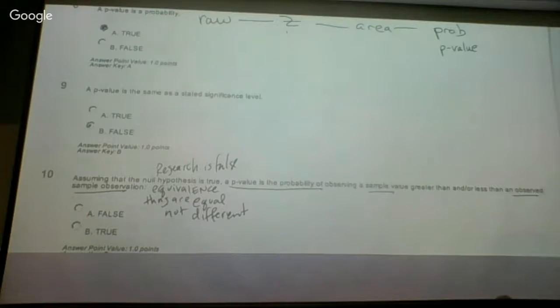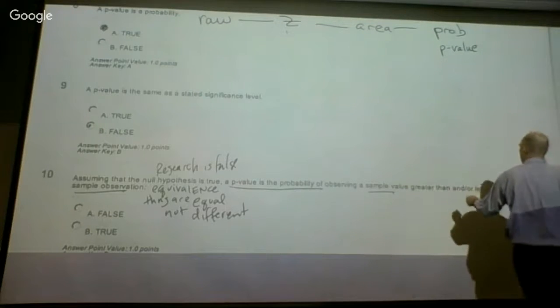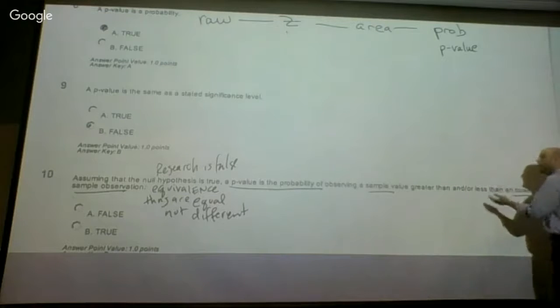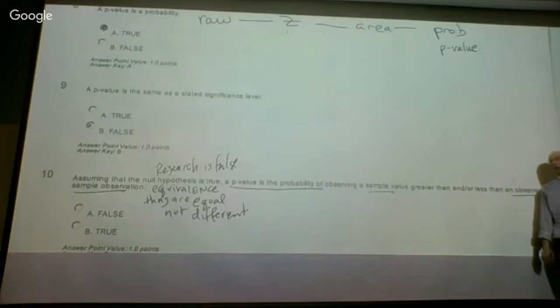Chris, what do you think? I think greater than or less than is not directional. Does that have anything to do with this? Okay. Greater than and or less than. If it's either one of those, as opposed to just one of them, that could help us think about whether it's directional or non-directional. I think that has less to do with it.